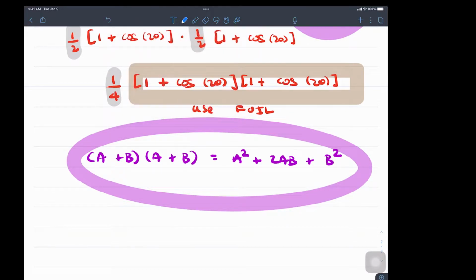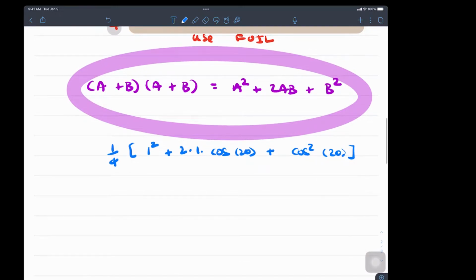So now you have the 1/4. Now what do you guys get? You guys know what you get? 1 squared plus 2 times 1 times cosine 2 theta, right? Plus cosine squared double theta, okay? I just use that formula. It's really 1 plus 2 cosine double theta plus cosine squared 2 theta. Okay, you guys okay with that? So we expanded by using FOIL. This is called an expansion.